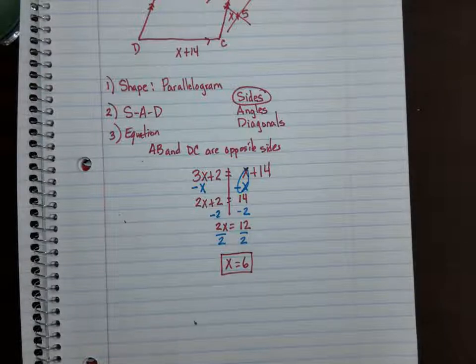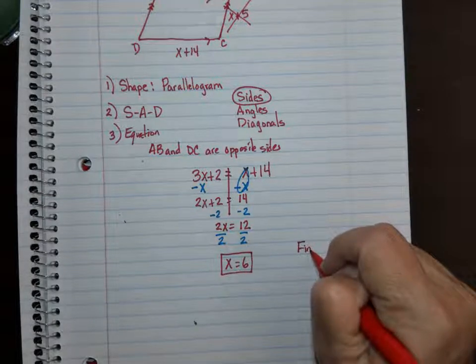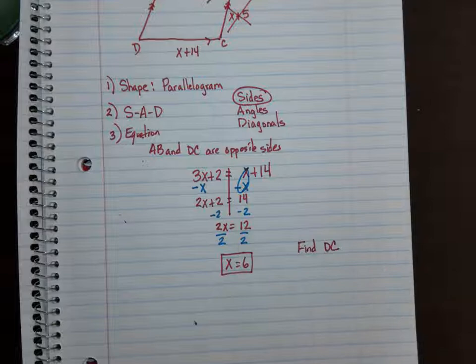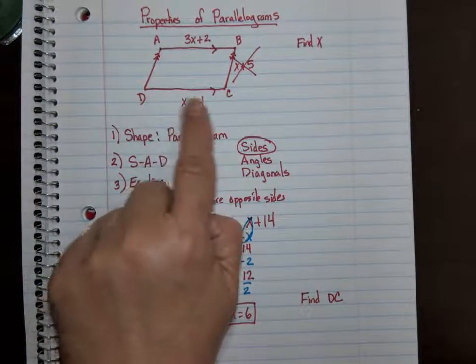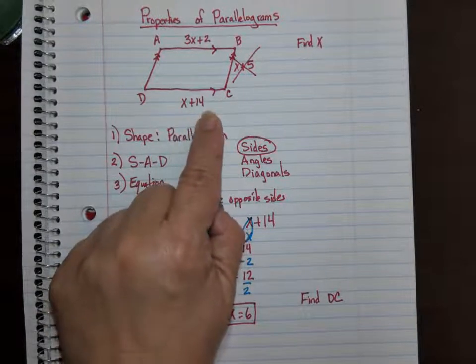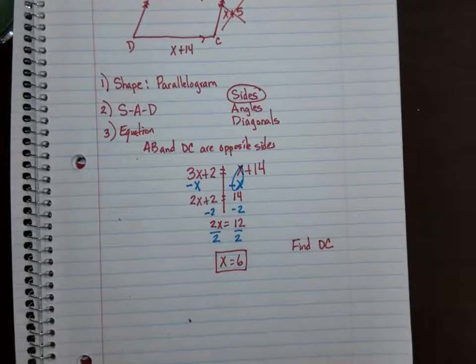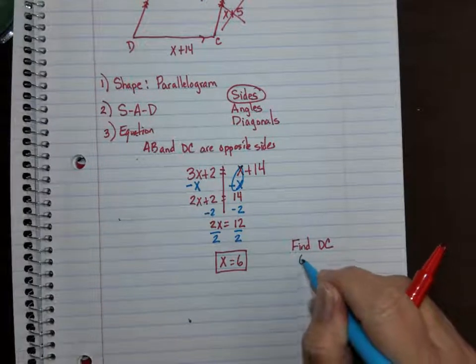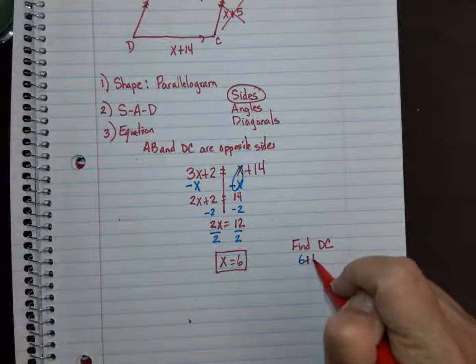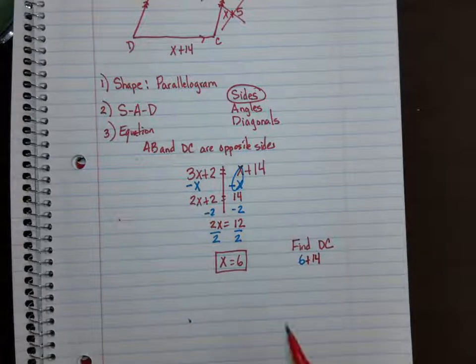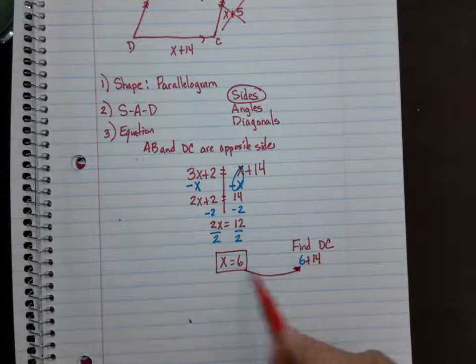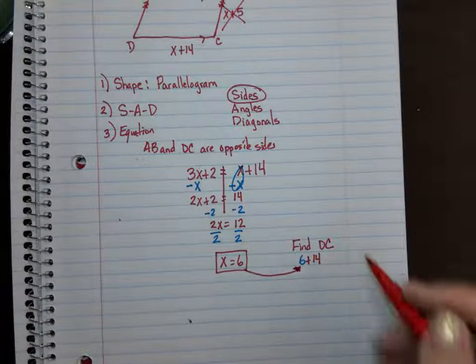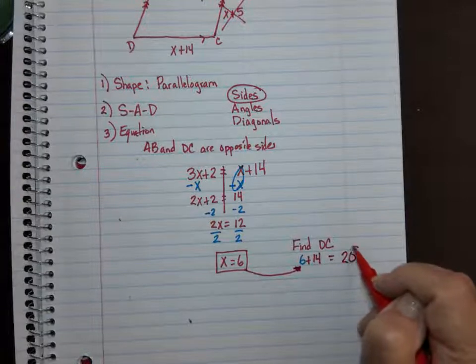Now, what if after they said to find x, what if they said find DC? Alright, well DC is right here. DC is x plus 14, but I know x is 6. So I'm just going to do 6 plus 14. Right? So I'm just plugging in the x. I'm plugging a 6 in place of the x, and that's going to equal 20.